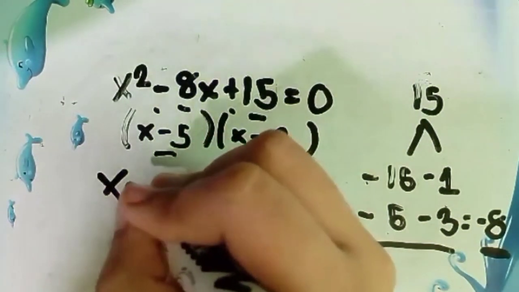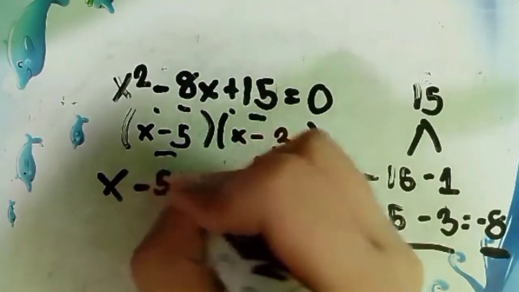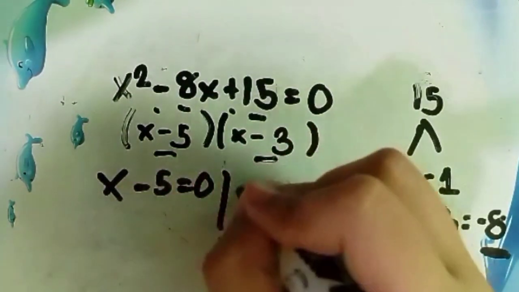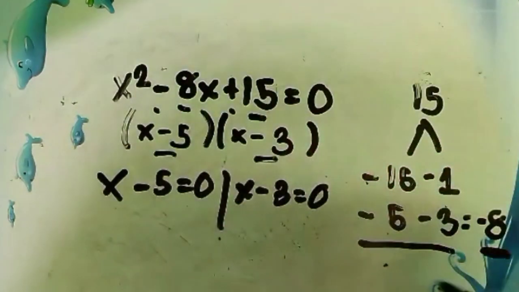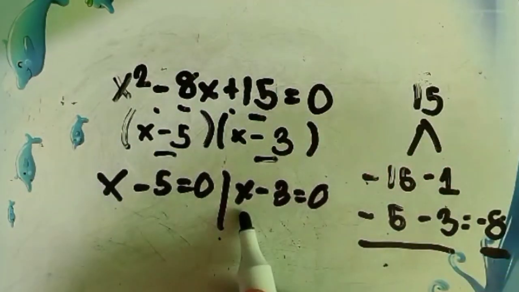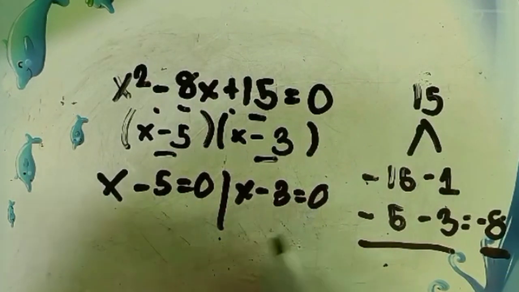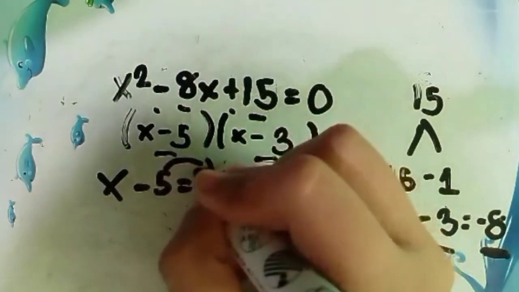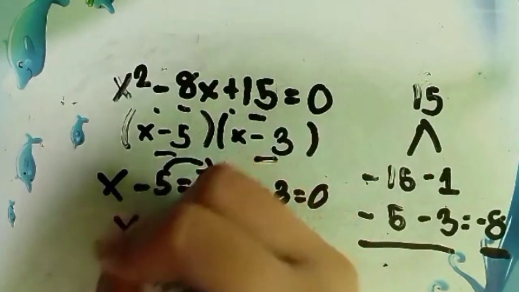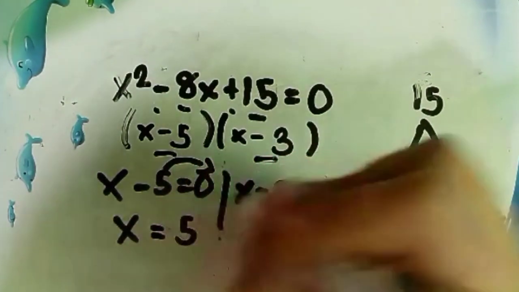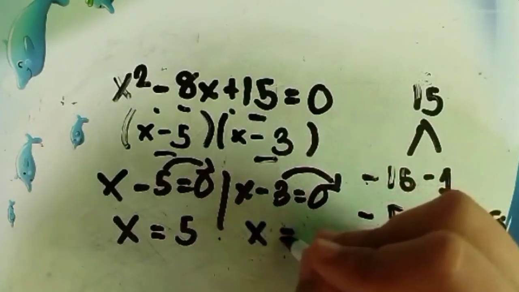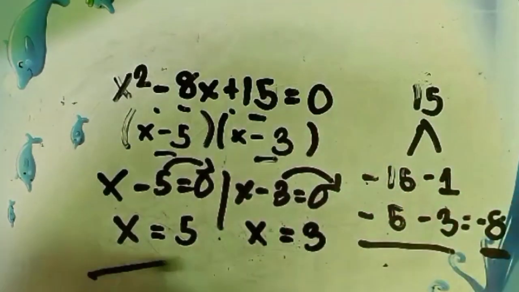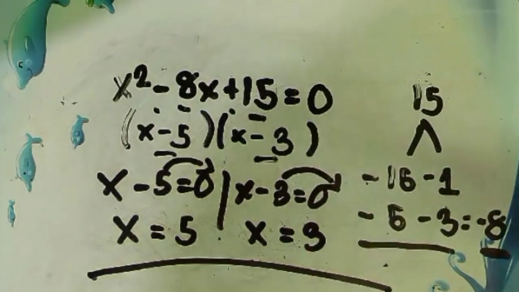Equate each factor to 0. X minus 5 is equal to 0, and the other is x minus 3 is equal to 0. Transpose this to the other side. You have your x is equal to 5. On the other side, transpose negative 3. It will become positive, x is equal to positive 3.